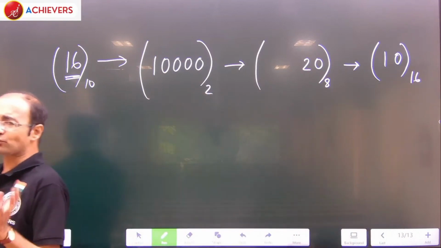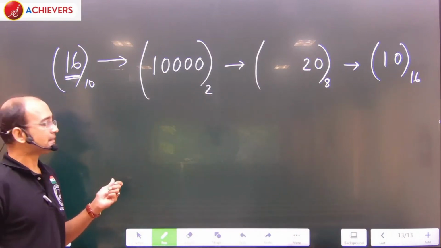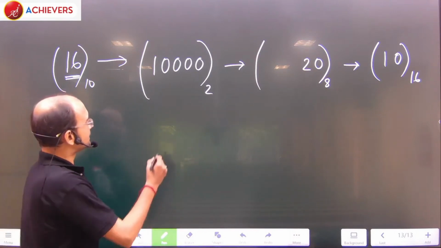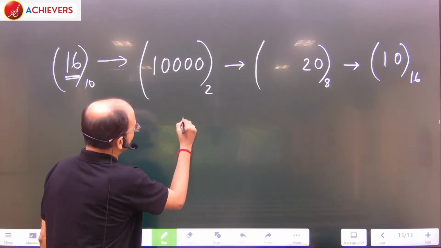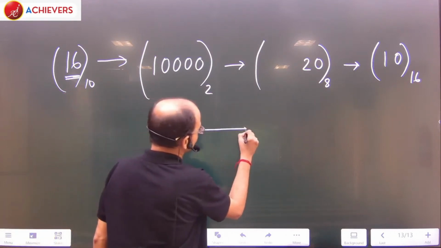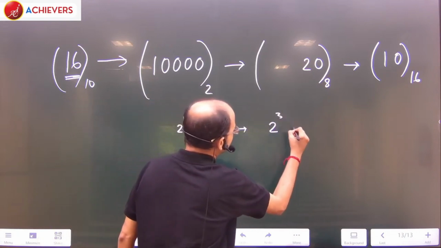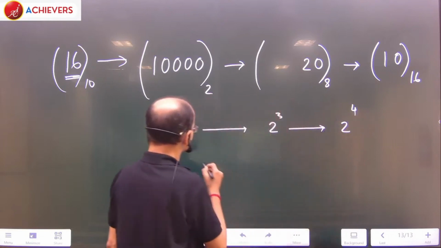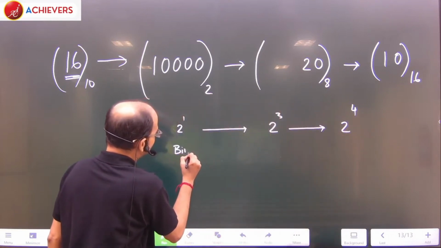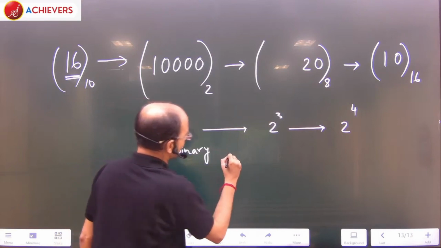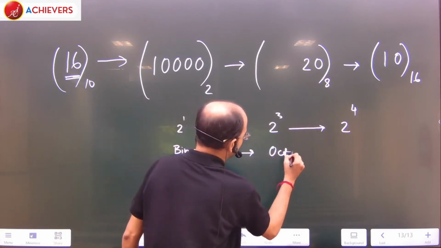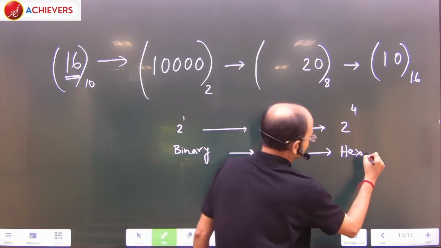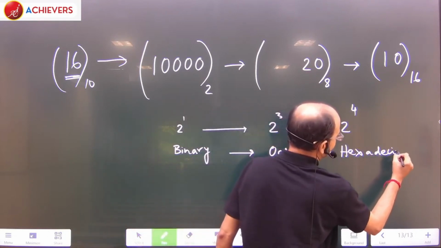So the relation between binary, octal and hexadecimal is that binary is 2 to the power 1, octal is 2 to the power 3, and hexadecimal is 2 to the power 4.